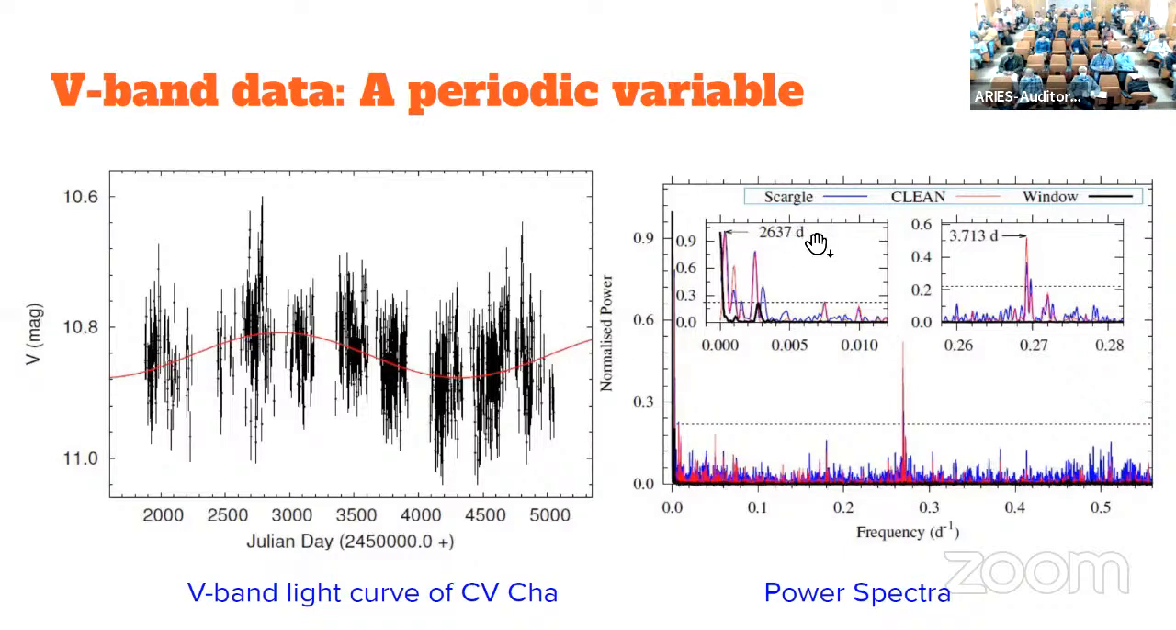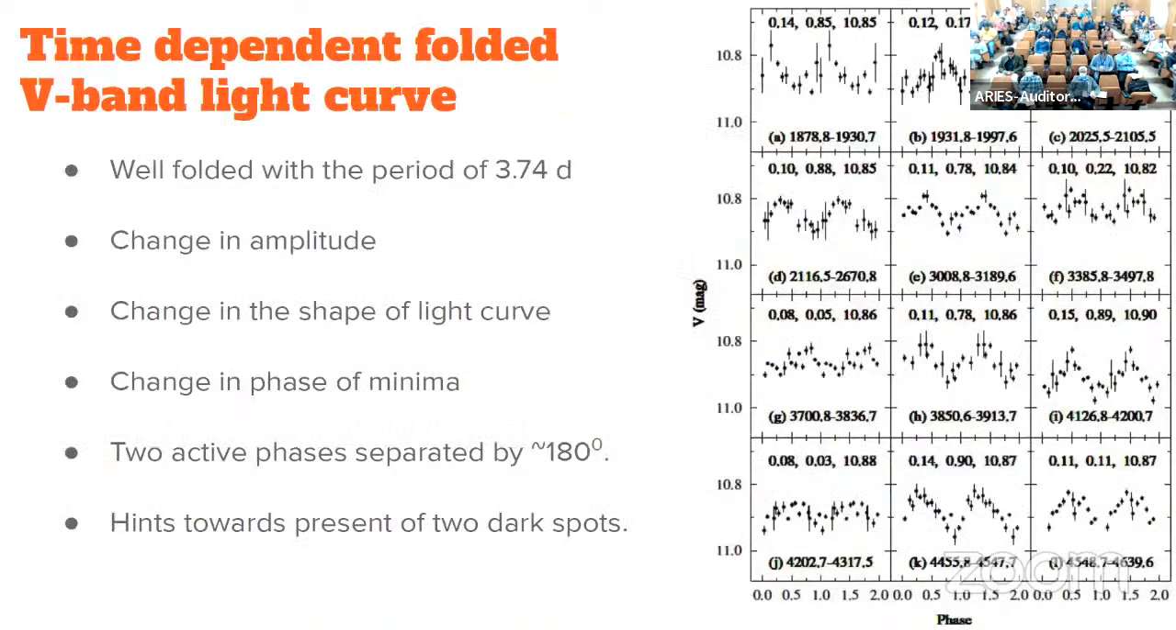One is 2637 days, which corresponds to approximately 7 years. And the other one is 3.713 days, which could be the rotational period. I'll see in the next slide whether it is rotational or not. I'll discuss the long one later.